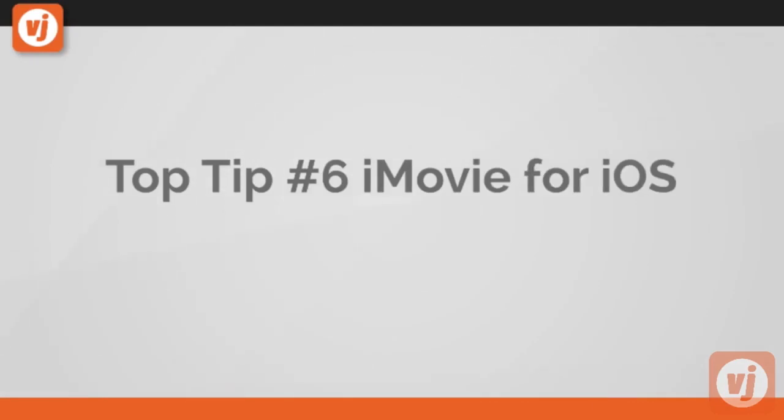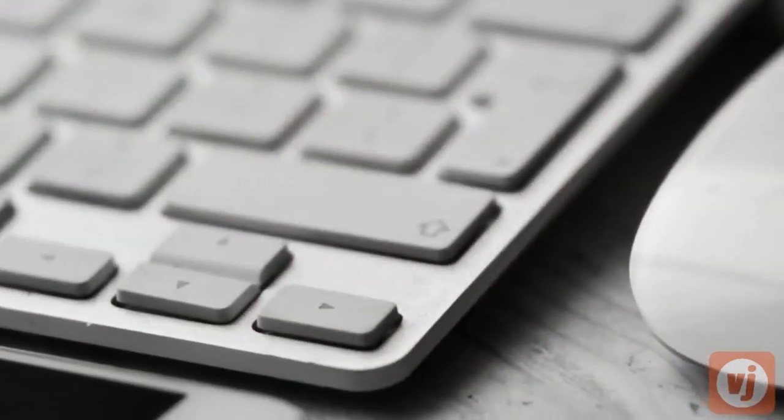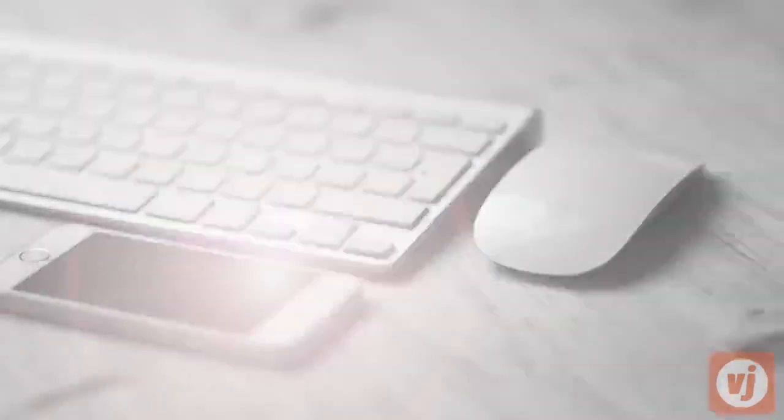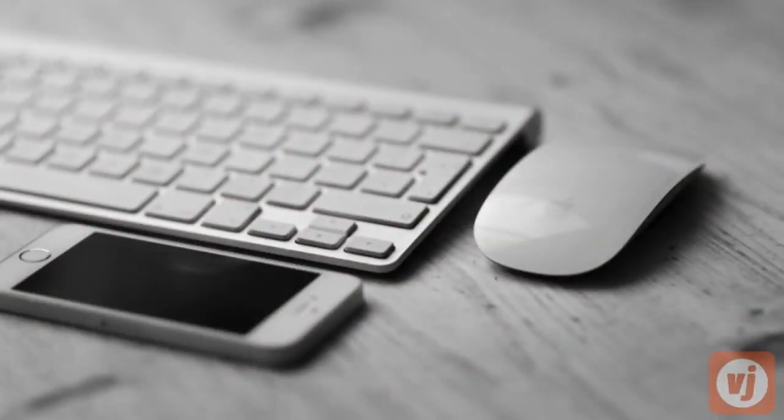All right, top tip number 6, iMovie for iOS, using a keyboard. A lot of people don't actually realize that you can hook up a keyboard to your iOS device wirelessly through Bluetooth, or if you want to hook it up wired, you're going to need that USB adapter that we saw earlier with the DSLR camera, because keyboards have a USB connector, and so it would be that lightning cable that goes into your iPhone on one end, and on the other end is a female to allow you to plug in that USB.